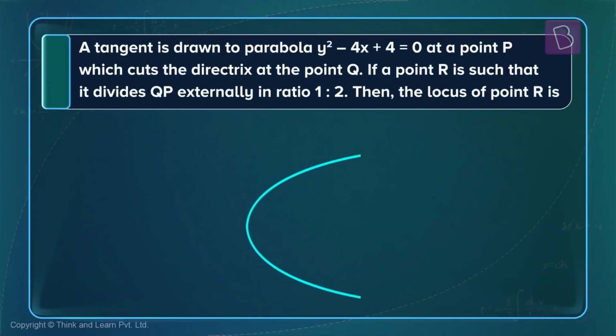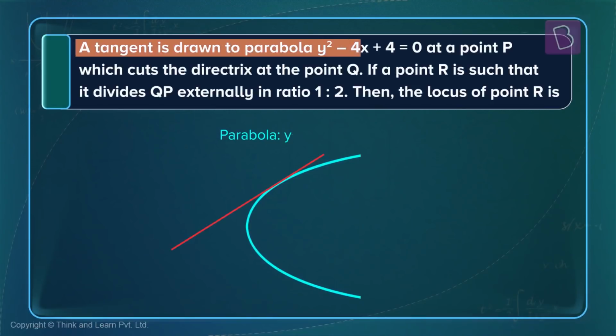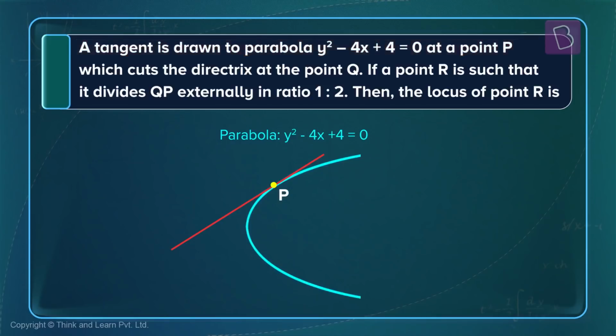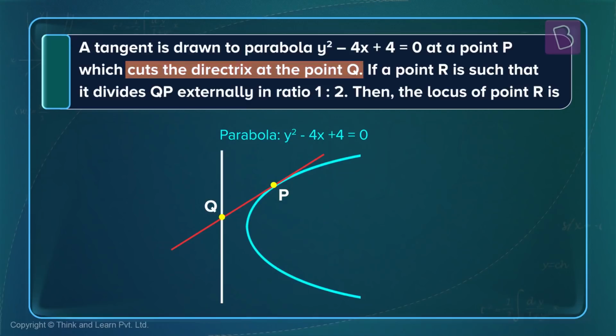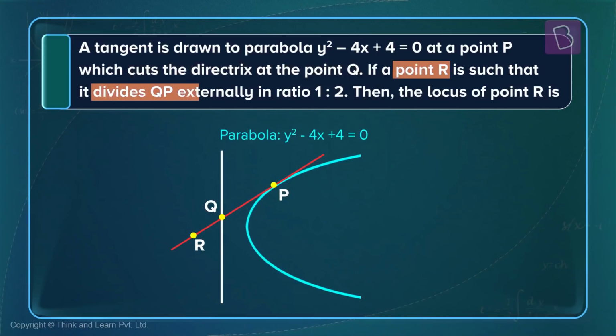So in this first question, we've been told that a tangent is drawn to the parabola y square minus 4x plus 4 equal to 0. So this is the parabola that has been given to us. And this tangent is drawn at a point P. Now the tangent drawn at P cuts the directrix at yet another point Q. Further, we've been told that there is a point R such that this point R externally divides QP in the ratio 1:2. The objective of this question is to find the locus of this point R.